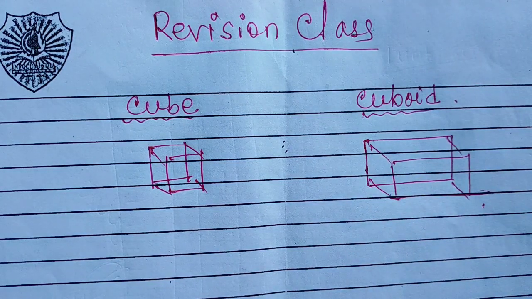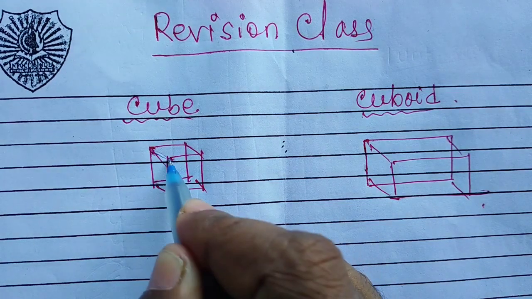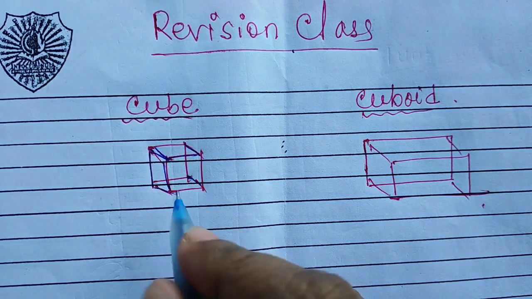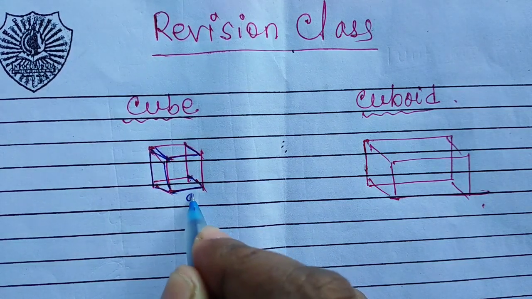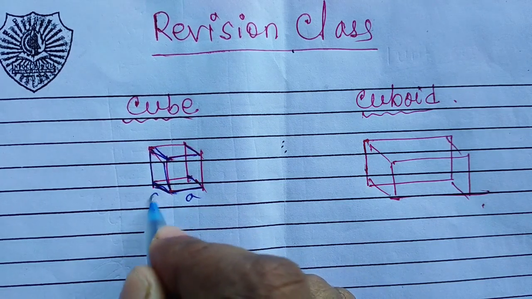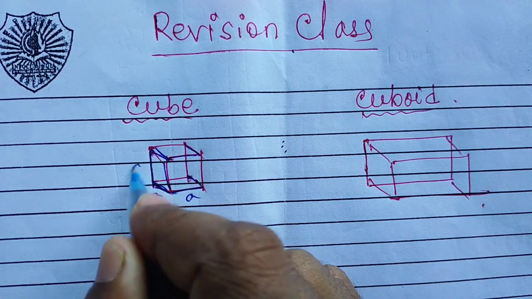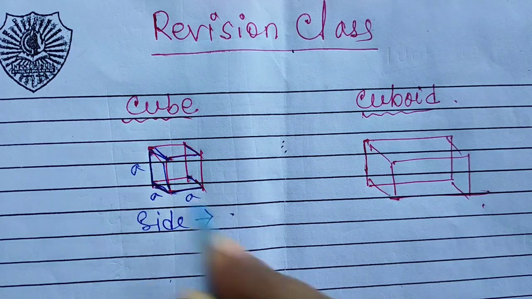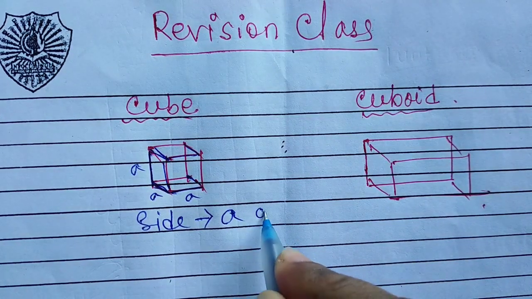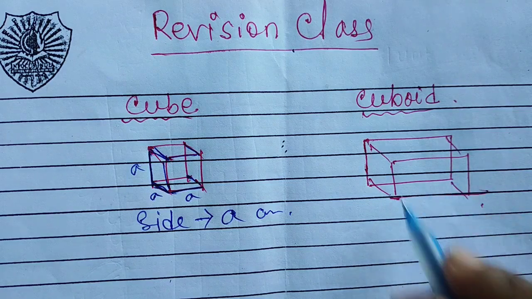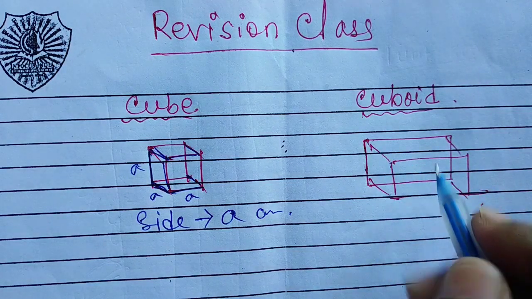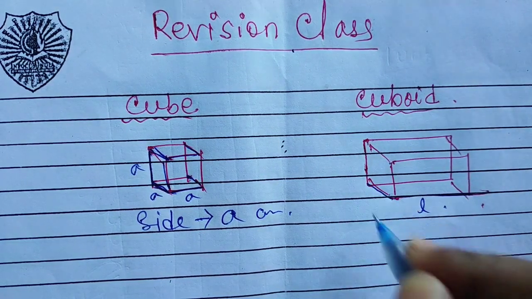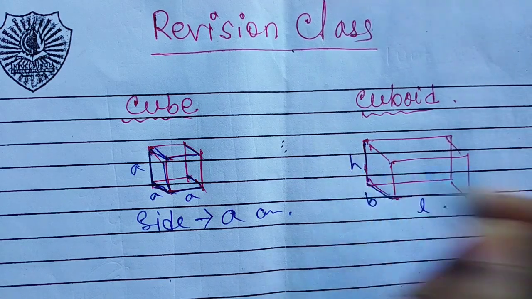For a cube, all sides are the same. If the length of this side is a, then the length of this side is also a, and the length of this side is also a. So all sides are the same, and the length of the side is a centimeter or any unit. In a cuboid, the length, breadth and height are different. Think that the length is L, breadth is B and height is H.